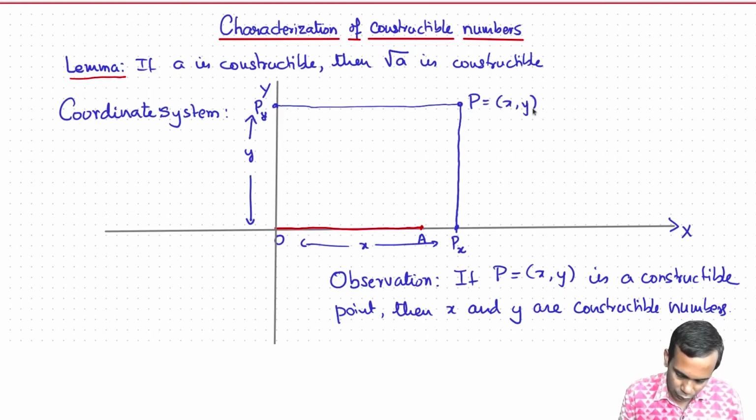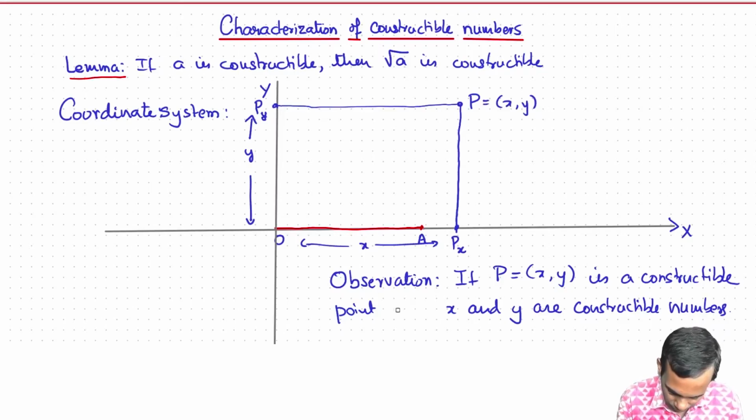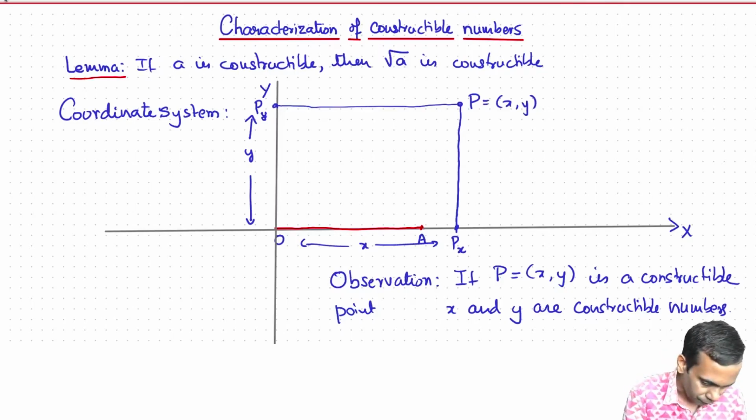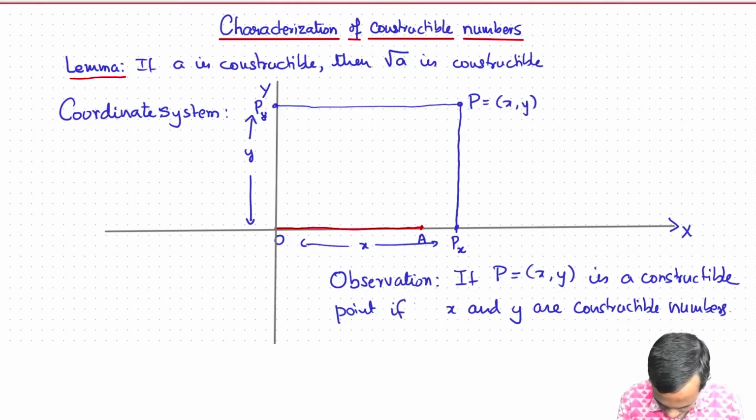So also, if we can construct x and y, the point P with coordinates x comma y is constructible. So what I will do is change this from a one-way implication to an if and only if. A point P is constructible if and only if its x and y coordinates are constructible numbers. Now let us see what happens at each stage of a construction.